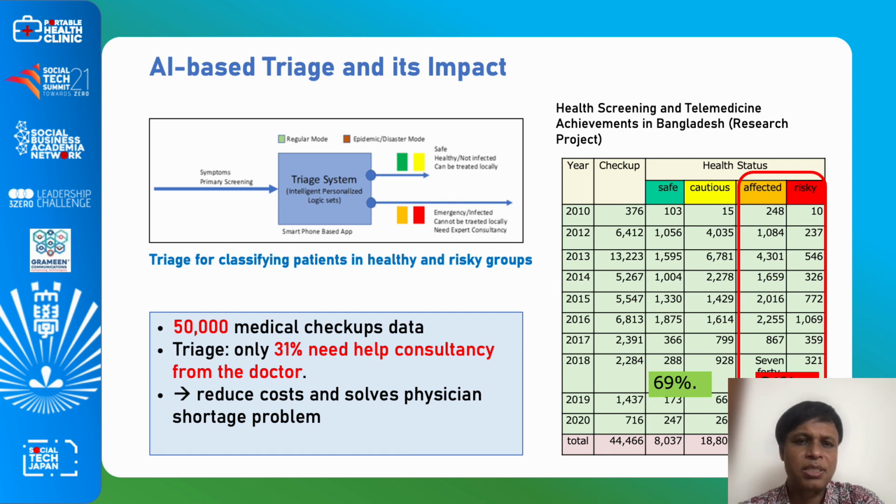31% of patients need only doctor consultancy, and 69% of the patients can be treated by the healthcare worker and the technology itself. So by doing this, we can really save the doctor's time, and doctors are the most important and expensive element in this design. If we can reduce the cost and the burden on the physician, then it can help the physician shortage problem as well.